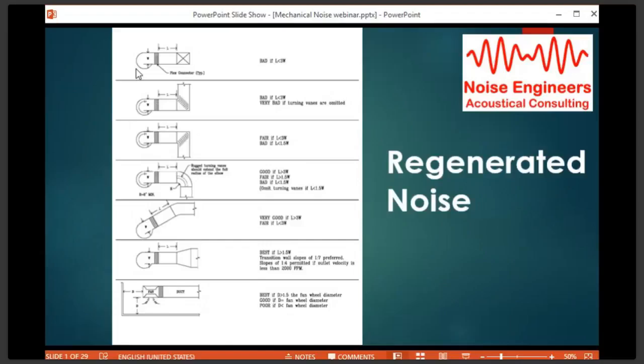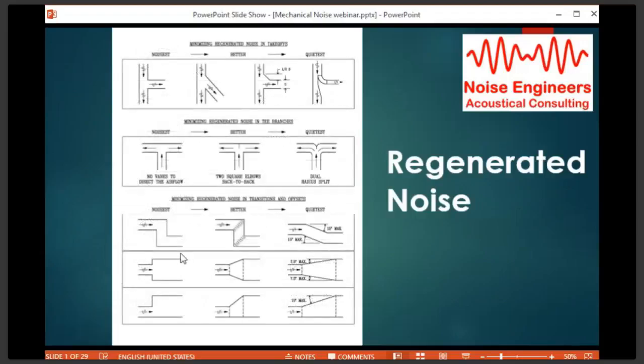This is a bad situation if you don't have enough length before the transition. I guess that was the point of this. Just keep those lengths so that the transitions aren't right in front of a fan. Same with these other types of transitions.